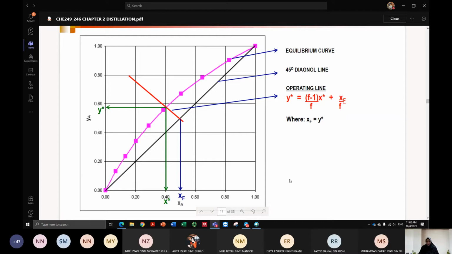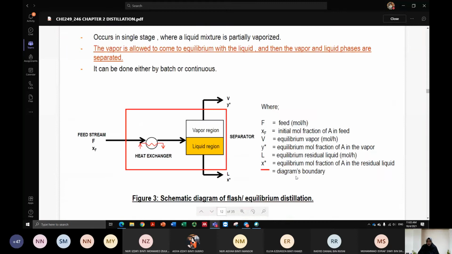The purpose is to make sure that you solve for the equilibrium mole fraction. If we go back to the schematic diagram, in this subtopic our purpose is to solve Y star and X star, which is the equilibrium composition for the given condition. So you're going to solve Y A star and X A star.